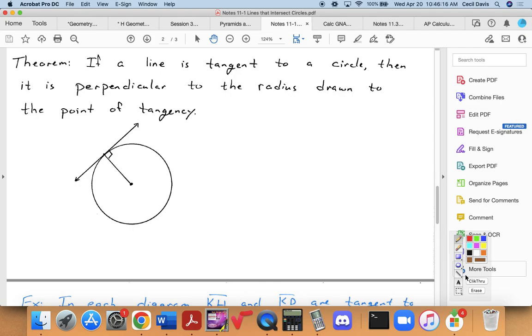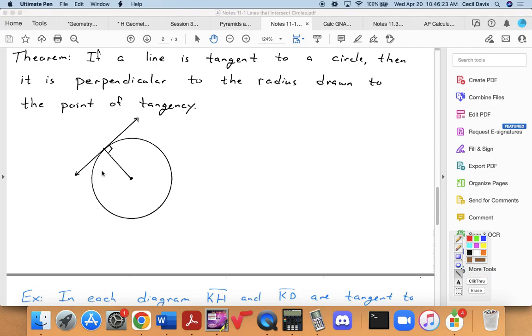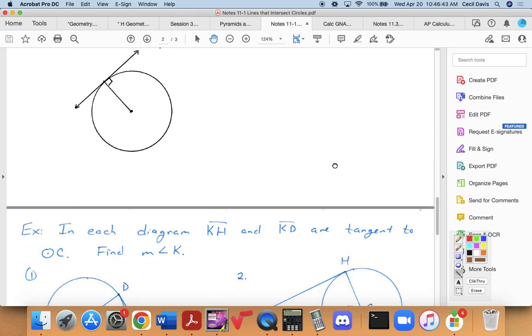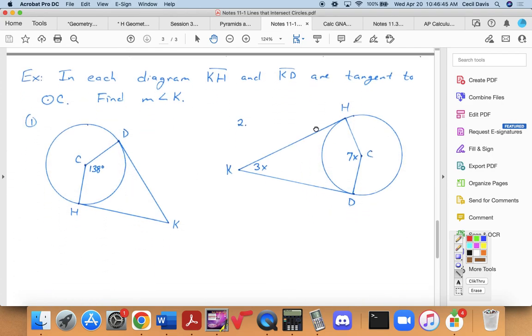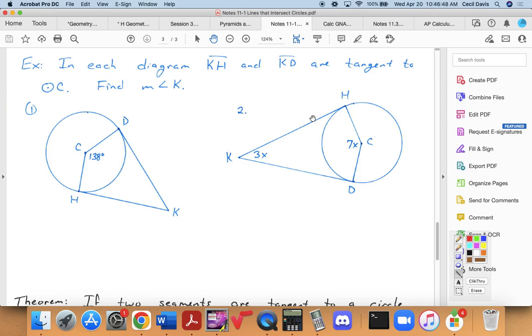Now, why does it have to be a right angle? Well, because if it wasn't a right angle, so if it looks something like this, would it be tangent anymore? No, it would be secant. It intersects the circle in two places instead of just one. So if it's tangent, it's got to make a right angle. So let's do some example problems with those. Go on to the next page, please.